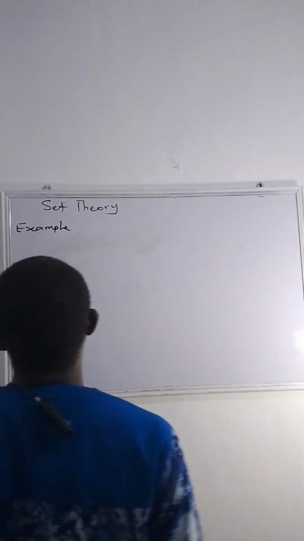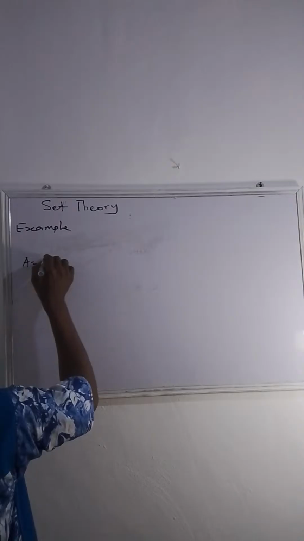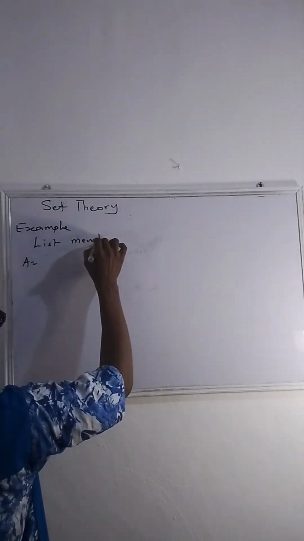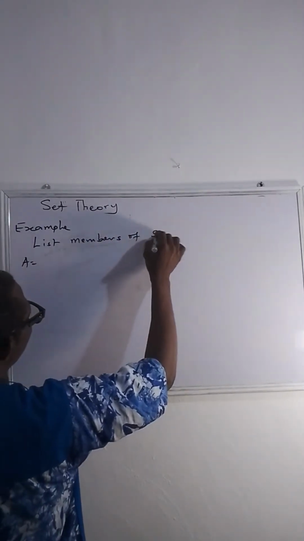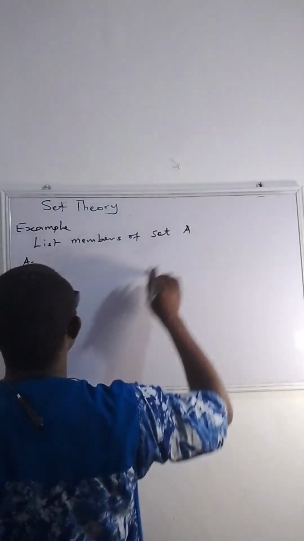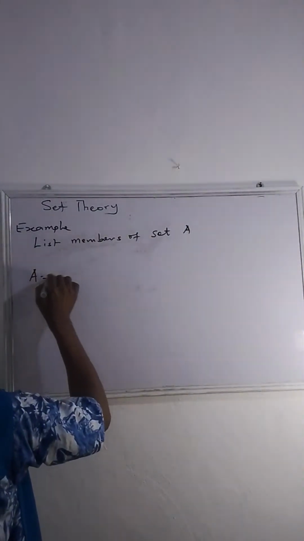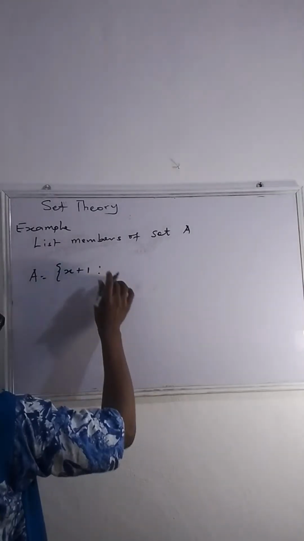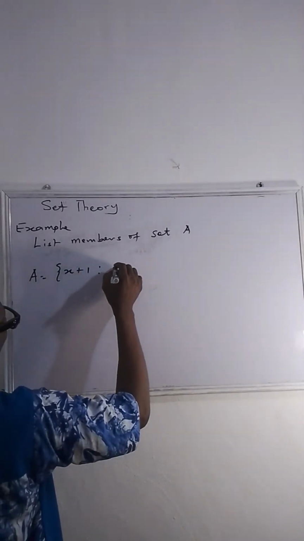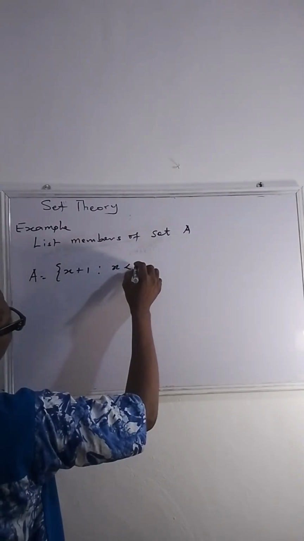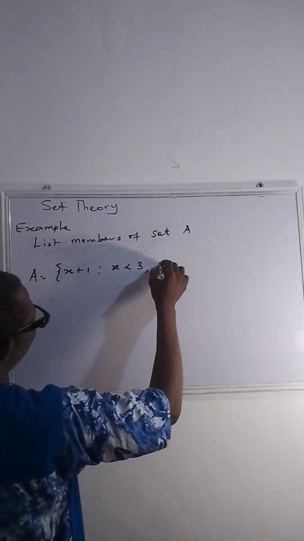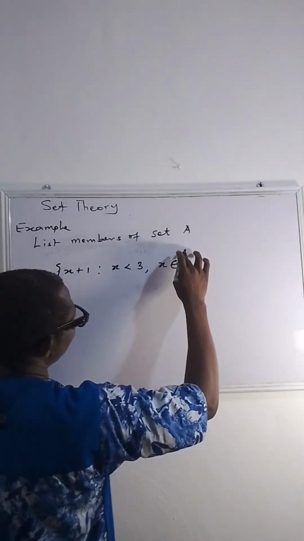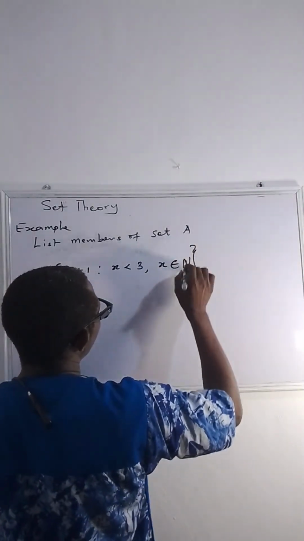Okay, so I want you to list members of this set. Try this. List members of set A. Okay, so we have A to be the set of x plus 1 such that x is less than 3, where x is contained in an integer or a natural number.